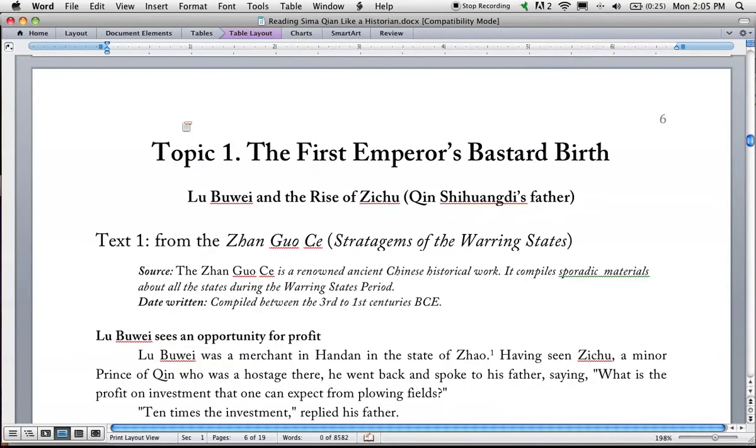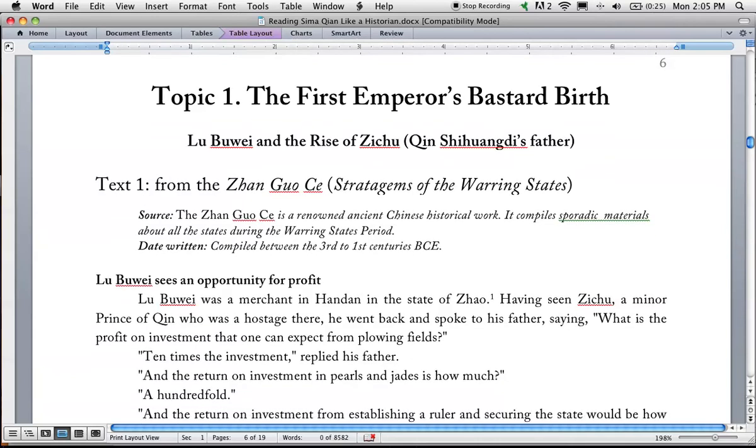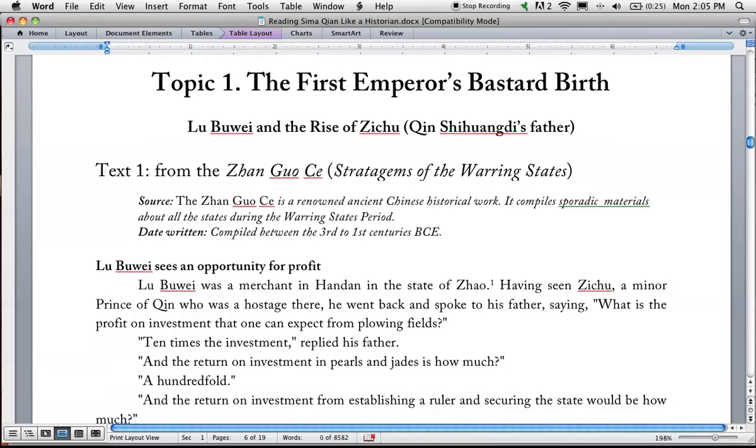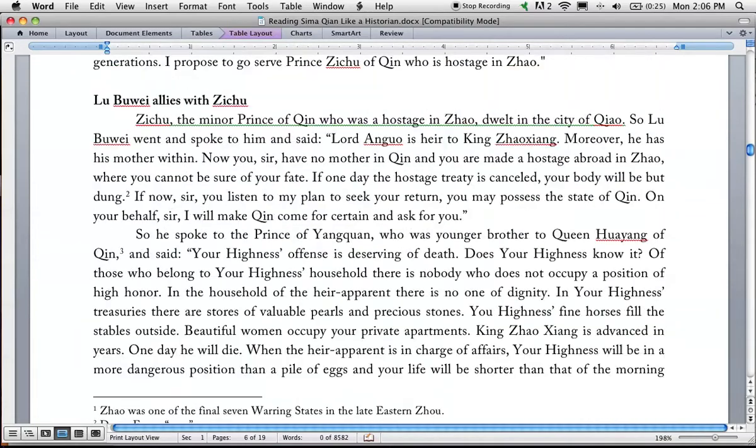Now moving on to page 6. Now we're ready to start our readings. Your job here, for all of these topics, let's just preview the topics, so you don't have to flip your pages. On page 6, the first emperor's bastard birth.